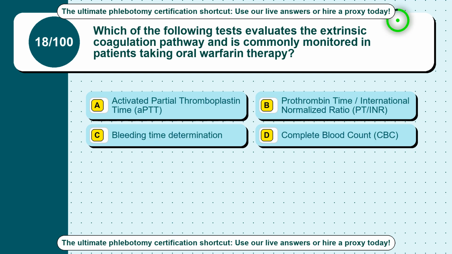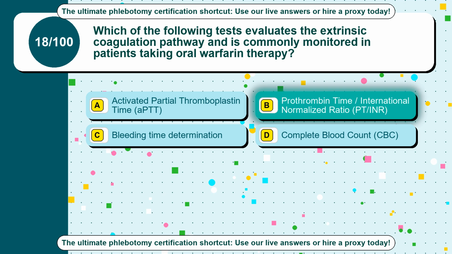Question 18. Which of the following tests evaluates the extrinsic coagulation pathway and is commonly monitored in patients taking oral warfarin therapy? Option A. Activated partial thromboplastin time, APTT. Option B. Prothrombin time / international normalized ratio, PT/INR. Option C. Bleeding time determination. Option D. Complete blood count, CBC. The correct answer is option B.